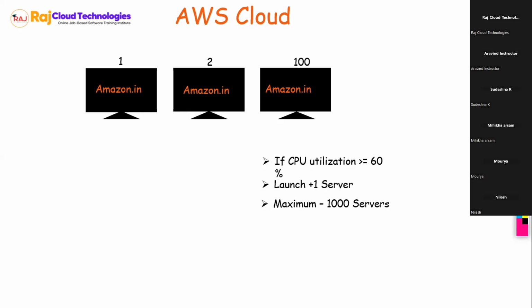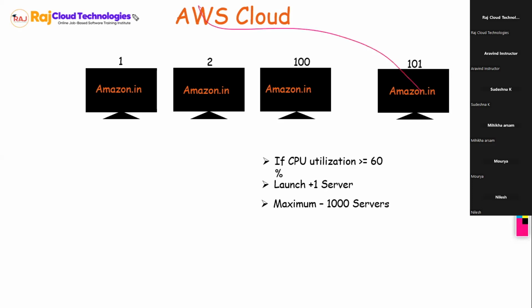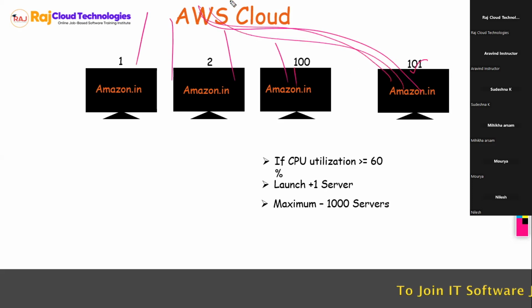So the sale starts at midnight, 12 o'clock. 2 crore people are accessing. CPU utilization has just crossed 60%, say 61. Immediately AWS launches one instance, and within 1 minute it deploys the application. Now, whenever people access www.amazon.in, requests come to this new server also, not only to the original 100. This new server is also ready to take the traffic and is taking requests. That means the load is distributed.